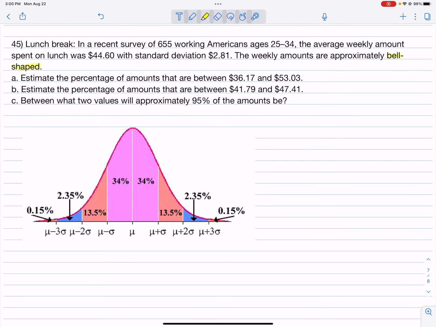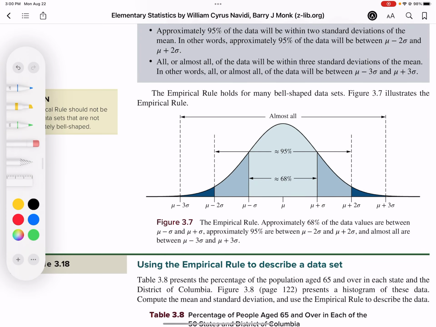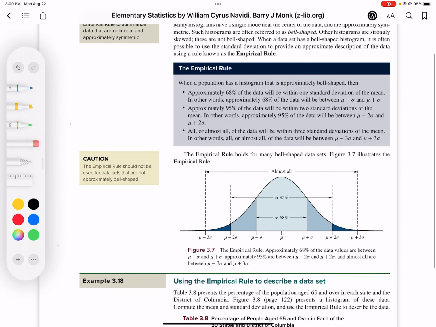use the empirical rule. Now let's go to our book, and this is the empirical rule. When a population has a histogram that is approximately bell-shaped, then we can apply the empirical rule. The mean is in the middle, and you go to the left and to the right. For one standard deviation, the middle is 68%. If you divide 68% by half, you get 34% on each side.